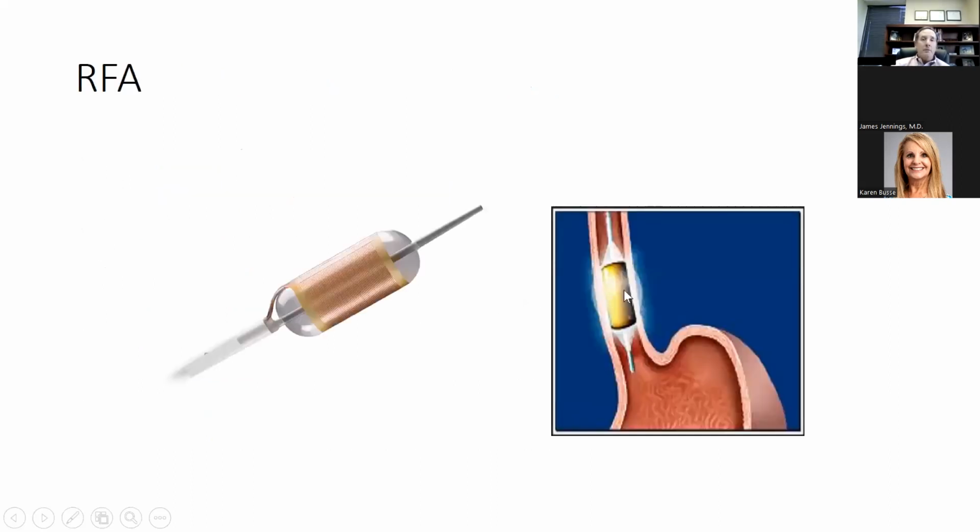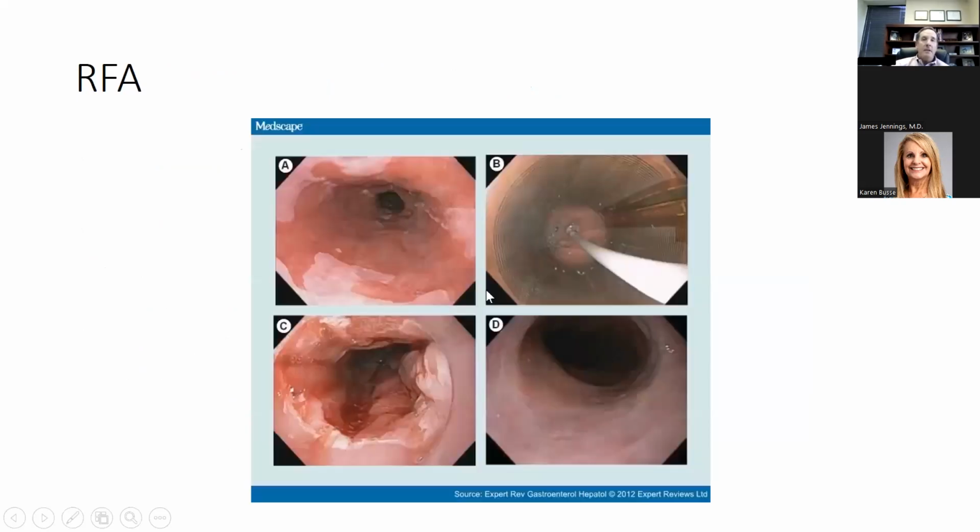We use a balloon for a long segment. The balloon blows up, we step on a pedal, and it's a flash burn to the esophagus. This is Barrett's esophagus. This is the balloon. This is what it looks like. You get this pallid, kind of irritated mucosa, and then we come back a few weeks later and you don't see the dark pink intestinal metaplasia anymore.